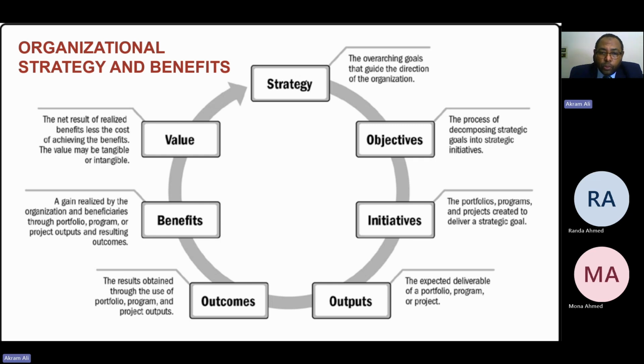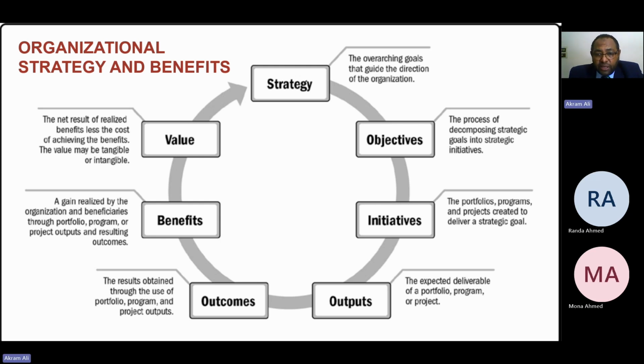So we go through the cycle of redefining our strategic plan once more, redefining our objectives, and redefining our initiatives to realize our objectives, and so forth, in order to maximize our obtained value.